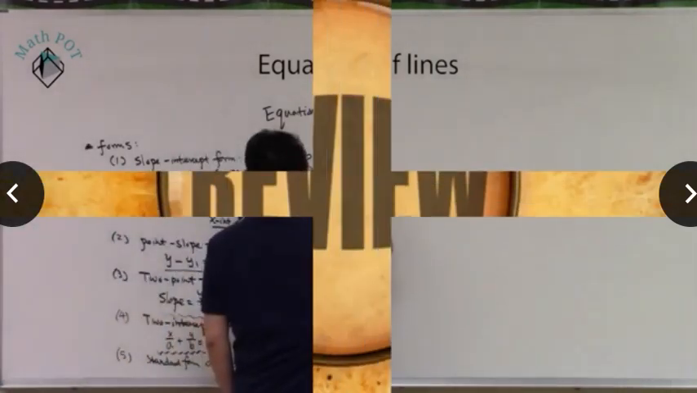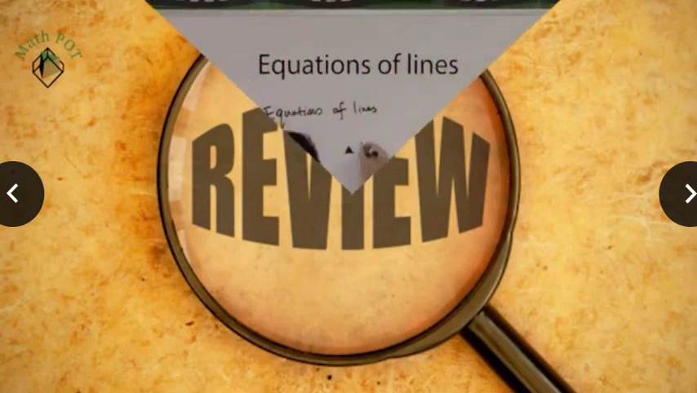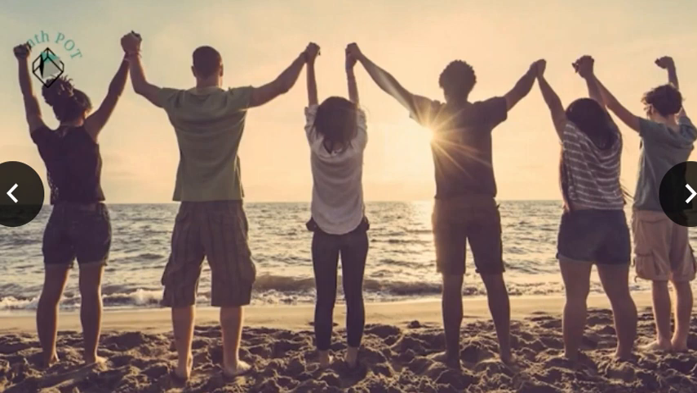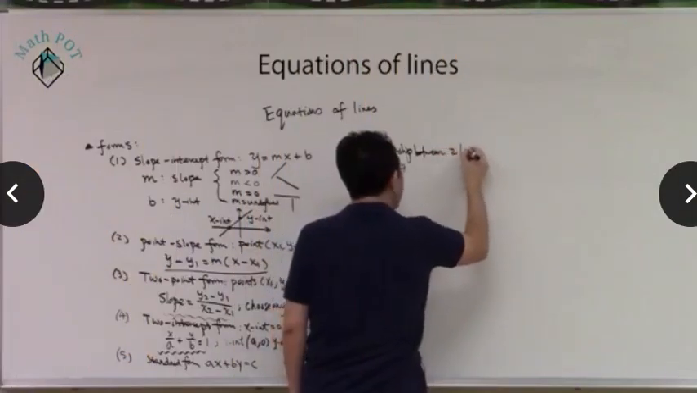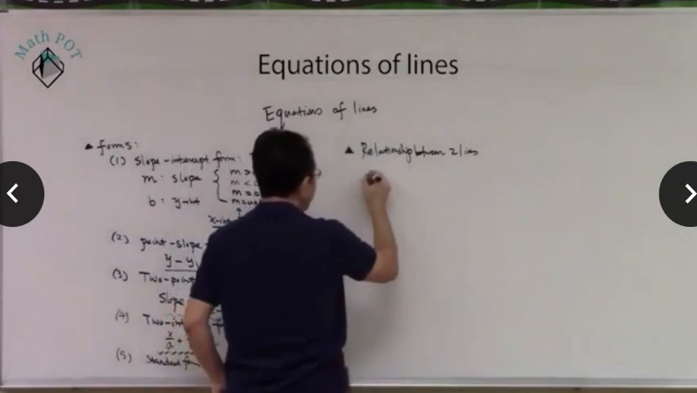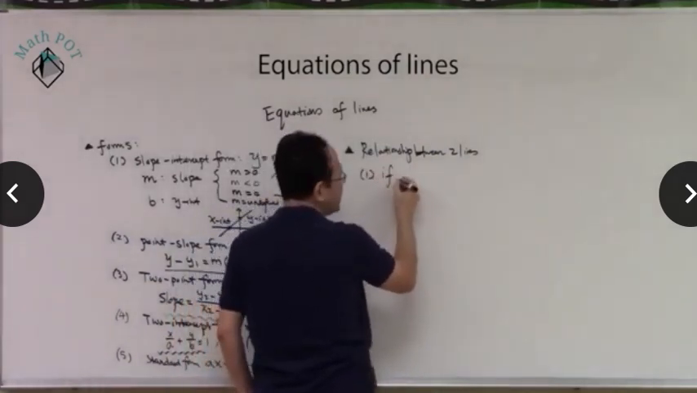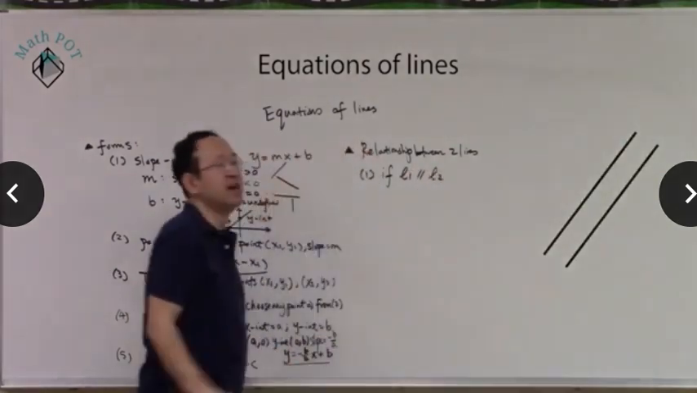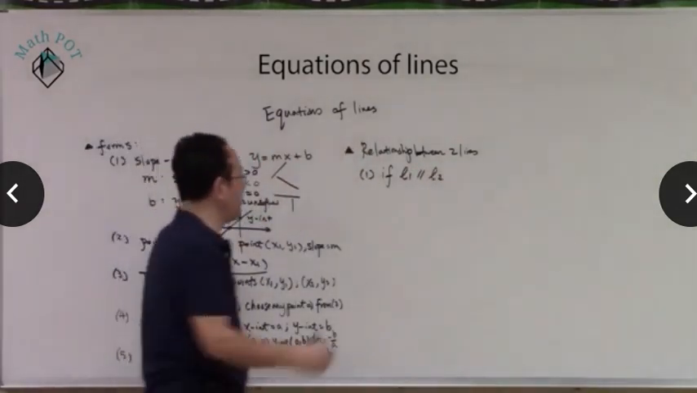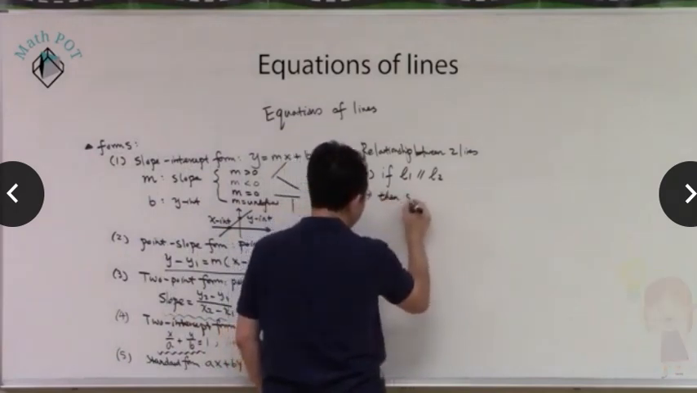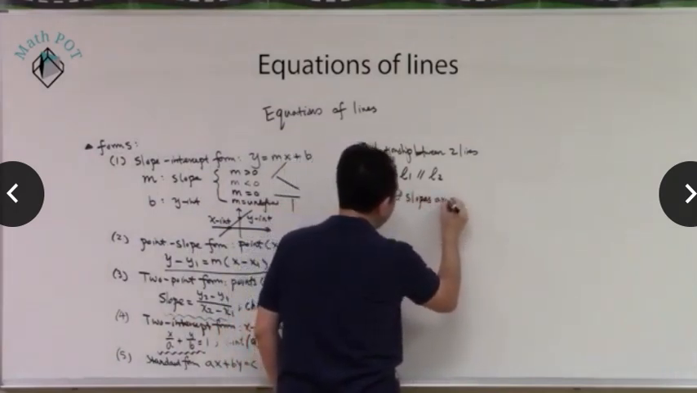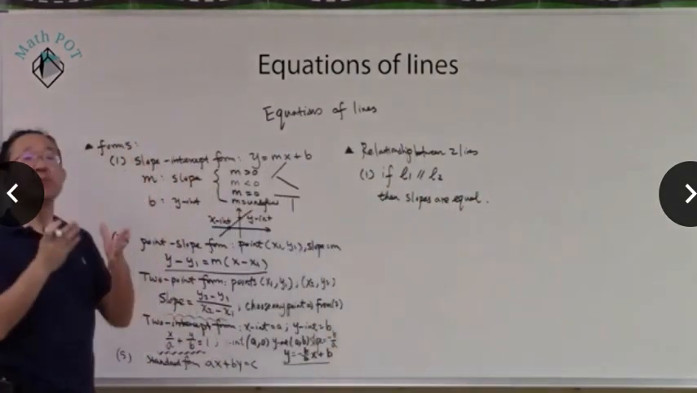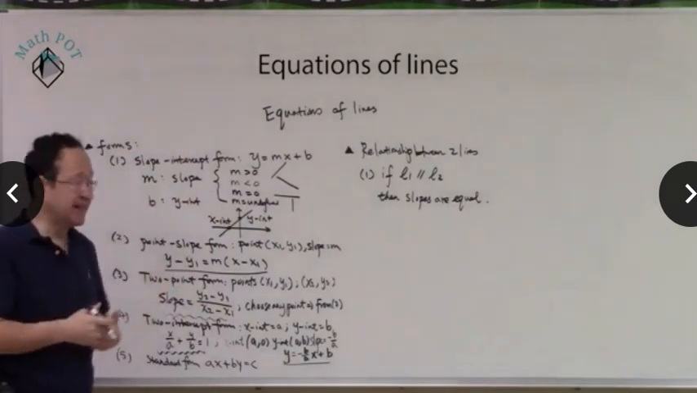So next, I want to quickly review another important topic, which is the relationship between 2 lines. The first situation is if we have 2 lines that are parallel, for example, L1 is parallel to L2. What does that mean? That means they have the same slope. Always remember this one: their slopes are equal. Definitely something super important. If 2 lines are parallel, that means the slopes must be exactly the same.